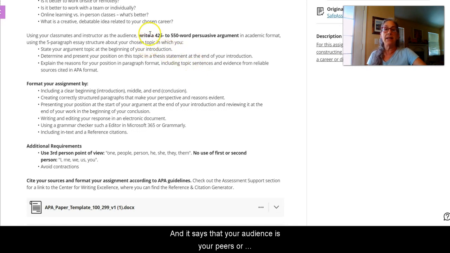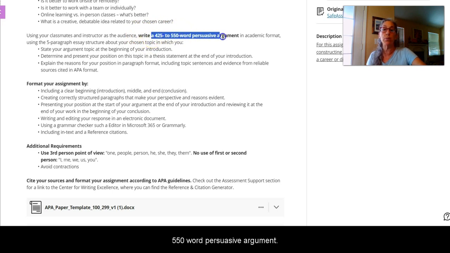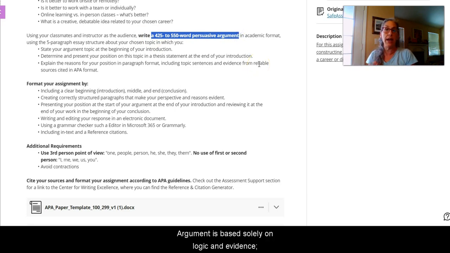And it says that your audience is your peers, your classmates, and myself, and that you are writing a 425 to 550 word persuasive argument. Now, an argument is based solely on logic and evidence. A persuasive argument is one that adds pathos, which is also emotion. And then here it talks about this is going to be written in academic format.